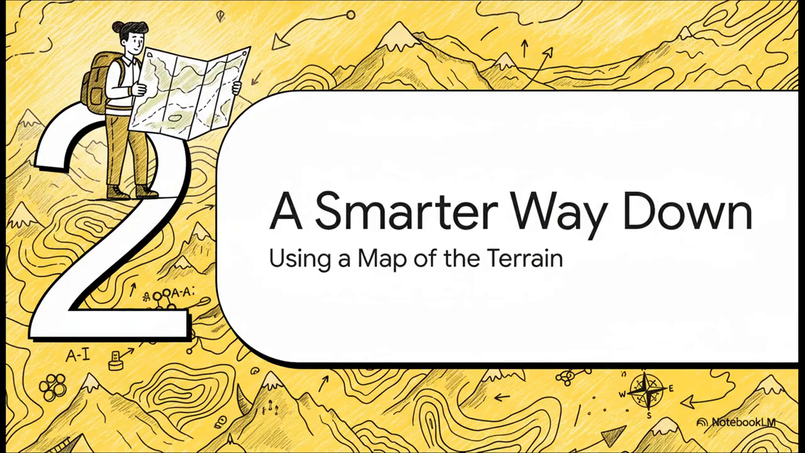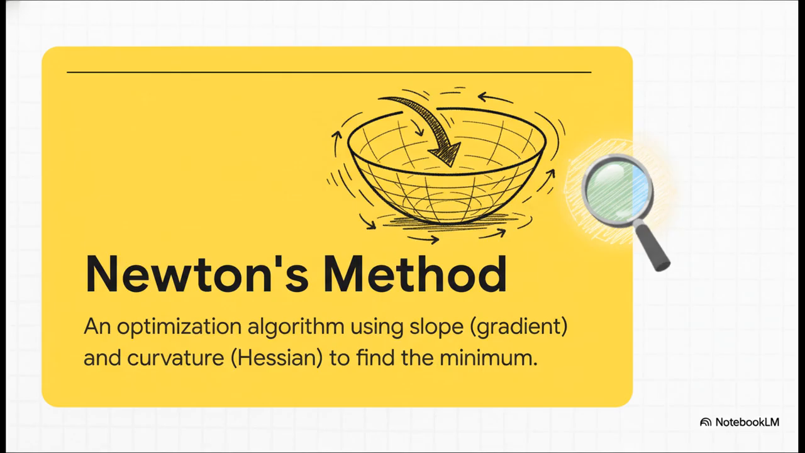But what if our hiker wasn't stuck in the fog? What if, instead, they had a full-blown topographical map of the entire area? Well, that would be a much, much smarter way down, right? So the smarter way is a real thing. It's called Newton's method. Instead of just knowing which way is downhill, it also understands how the slope is changing in every direction. It can see the whole curve of the valley, which lets it aim directly for the bottom instead of taking all those tiny little zigzagging steps.